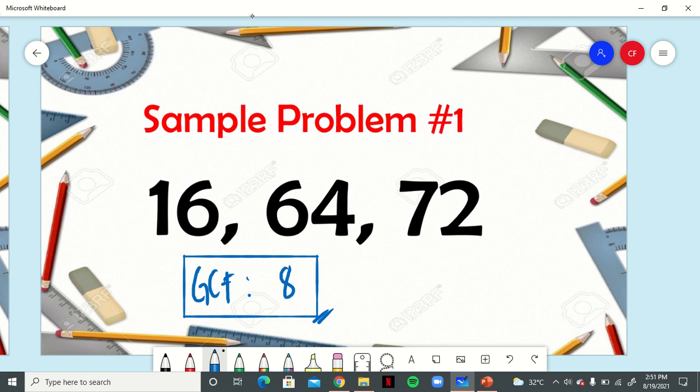Let's try dividing. 16 divided by 8 is equal to 2. Next, 64 divided by 8 is equal to 8. And 72 divided by 8 is 9. Observe, the remaining numbers are 2, 8, 9. As you can see here, class, there are no more common factors among 2, 8, and 9. So the greatest common factor of 16, 64, and 72 is 8. Alright, next example.